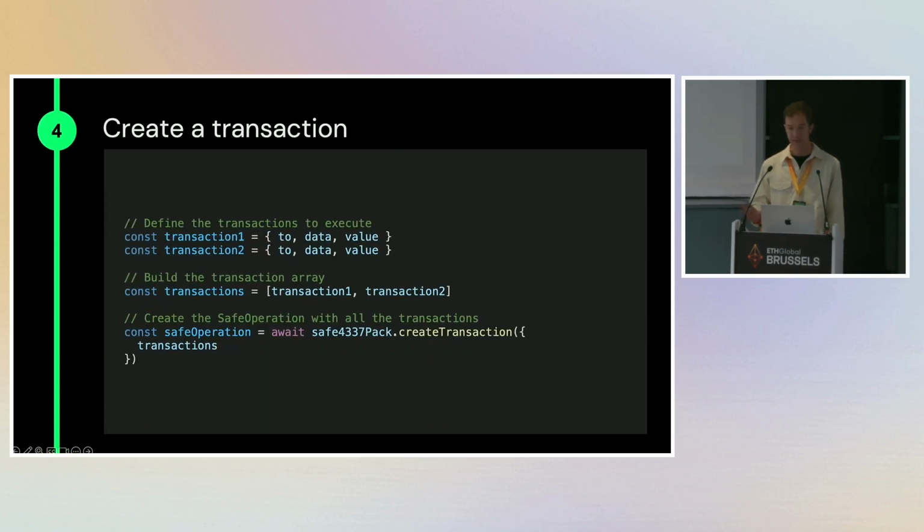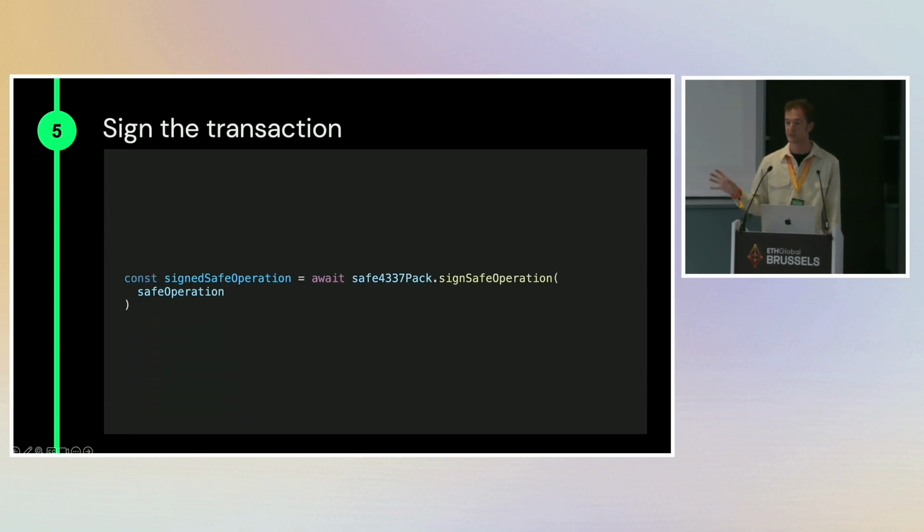Once we have our SDK instance initialized, we need to create a transaction, the one we want to execute. For that, we need to define the to, value, and data of a transaction. We can even do a batch. So here we are creating an array of transactions that we pass to the create transaction method inside the Safe 4337 pack. This will return a safe operation that the signers of the safe need to sign.